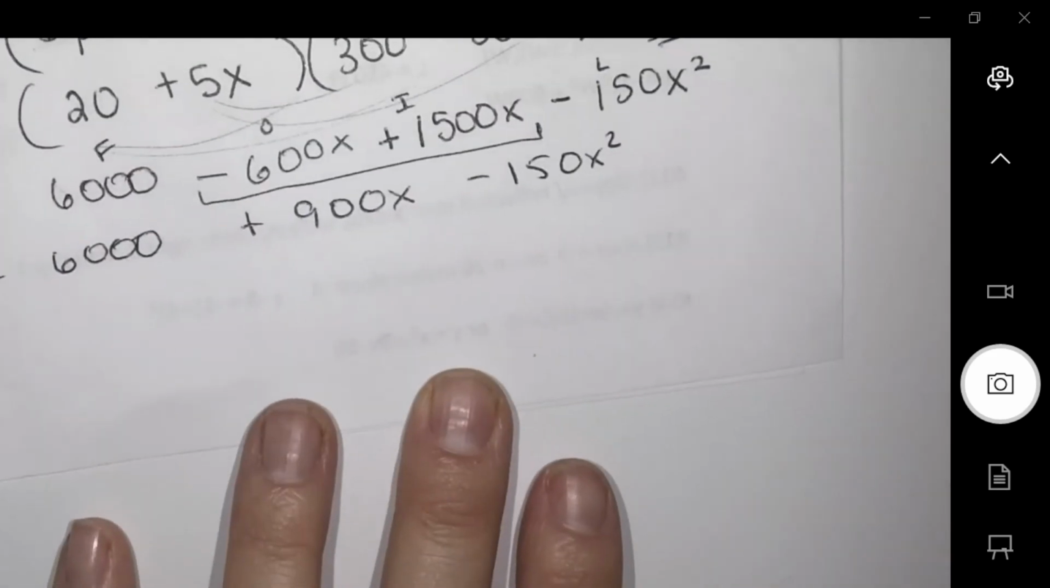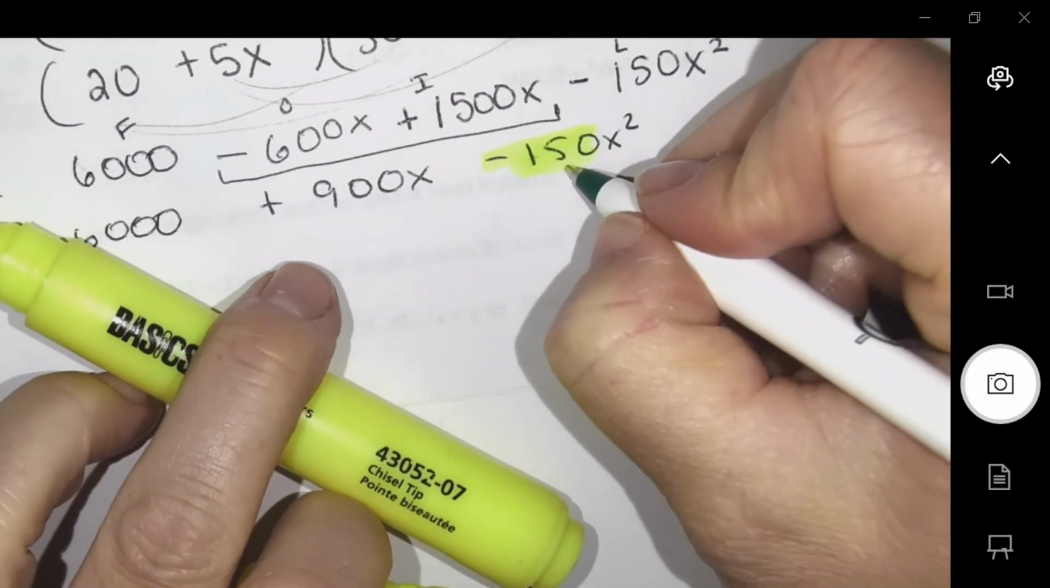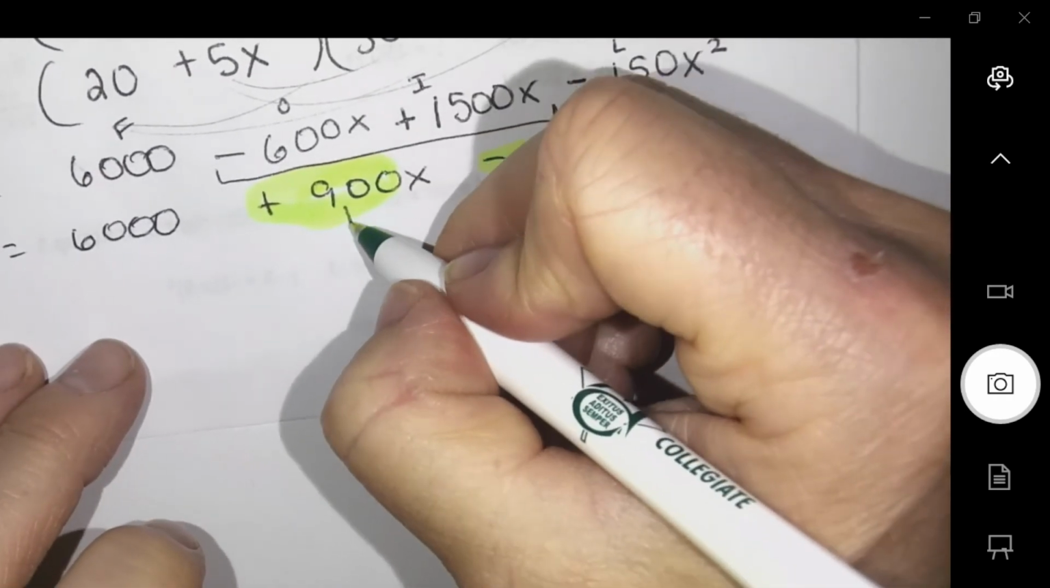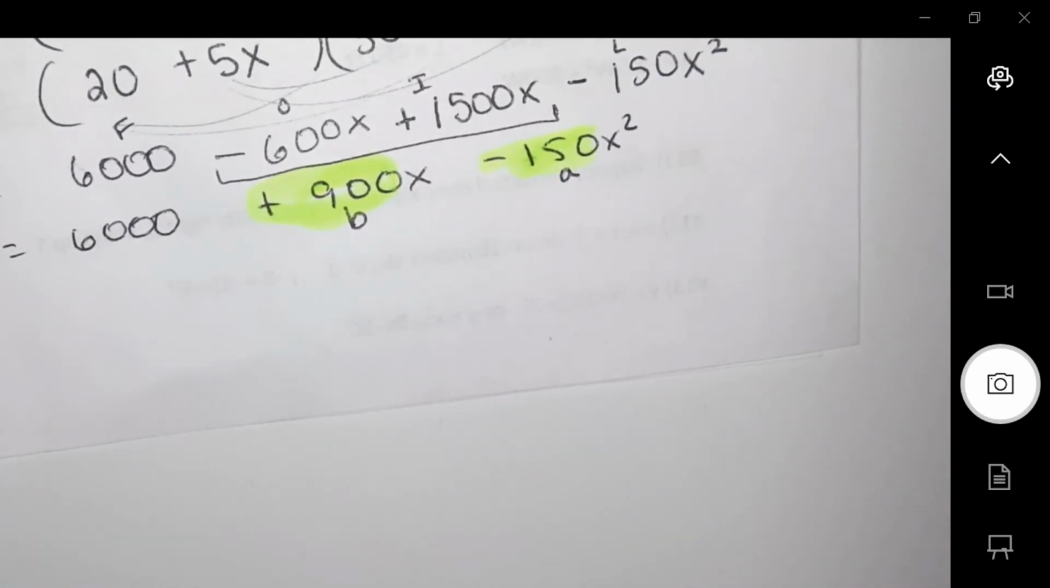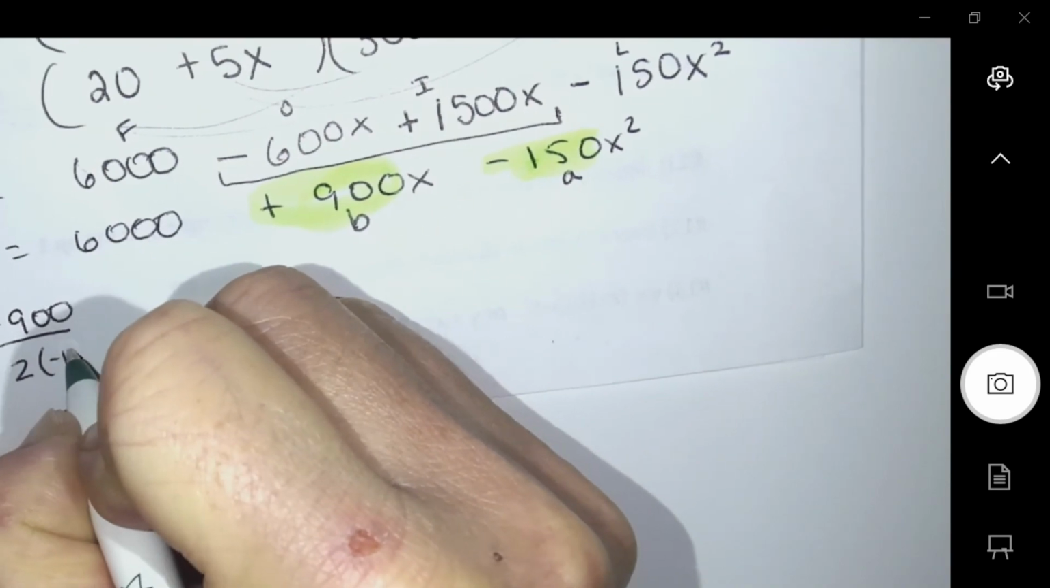Okay, this one as well as the other one we did could look tricky. Do you understand which numbers are representing A, B, C? Yeah. That is your A number. This is your B number. Okay, so I'm trying to find the max revenue. So max is vertex, right? So you see that quite a bit. Max is a vertex. So opposite B over 2A.